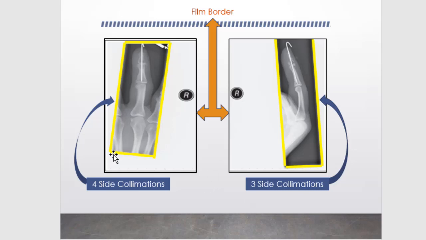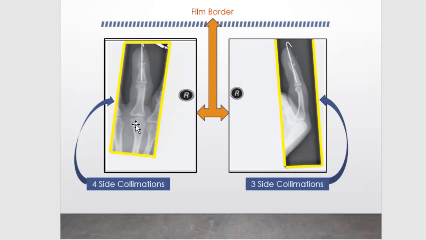First of all, these are the collimation parts. Let's say this is the film border and this is the collimation, and this is a marker being placed there. You will see this one is the collimation border. You can notice that there's four-side collimation: 1, 2, 3, 4. Four-side collimations.